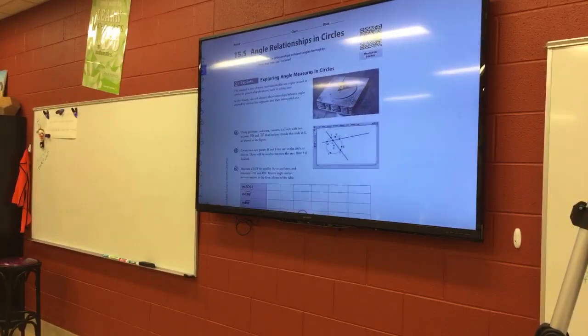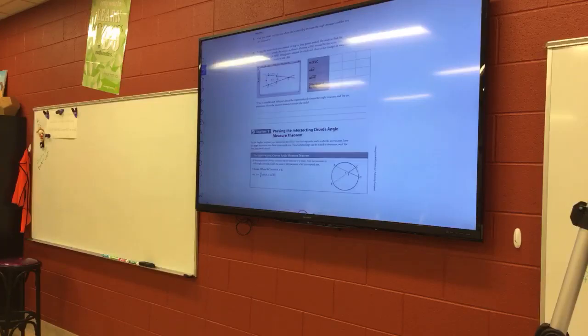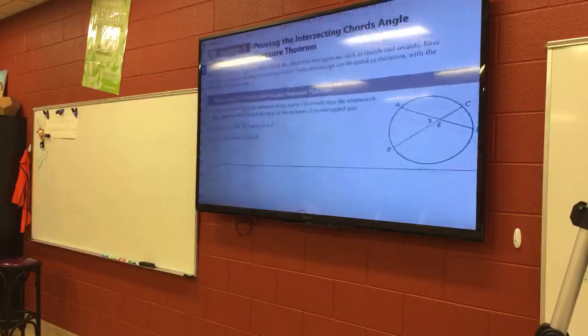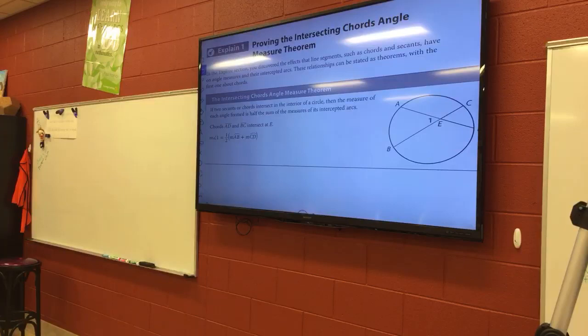Okay, we already know chords, right? Piece times piece equals piece times piece, right? So if we look on page 830, there's the intersecting chords angle measure theorem, okay?